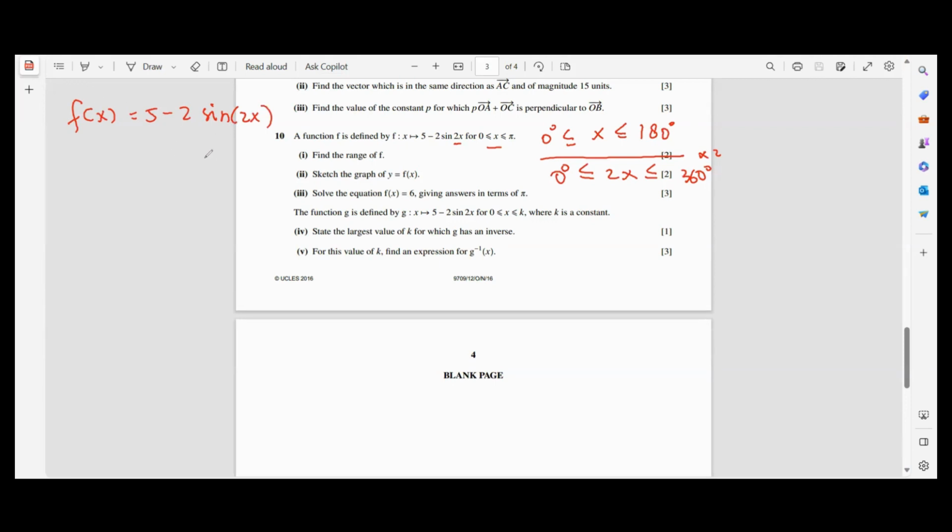Okay, for this, we better try to sketch it so we can directly answer part ii as well. So if we sketch the sine, first we have to find the midline. Remember, the midline is 5. So this is the 5. Let us say it's here.